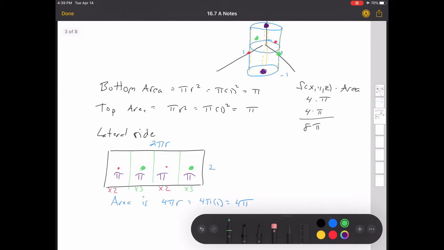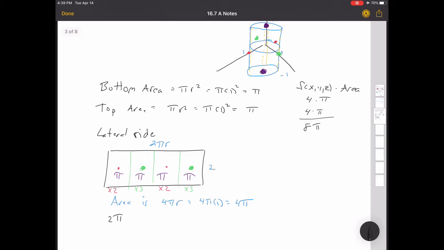So ultimately what we get from this whole thing is 2 pi out of the first one, 3 pi out of the next one, 2 pi out of the third one, and 3 pi out of the last one. And we have to add all those things together. Adding those together gives us 10 pi, plus the 8 pi that we had from the beginning. So the whole thing is 18 pi.